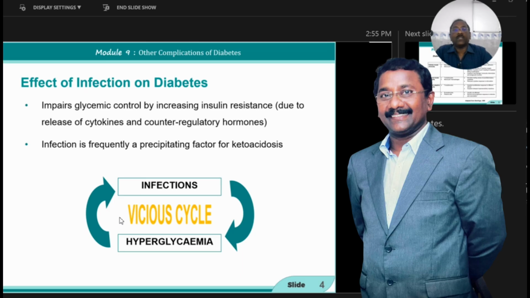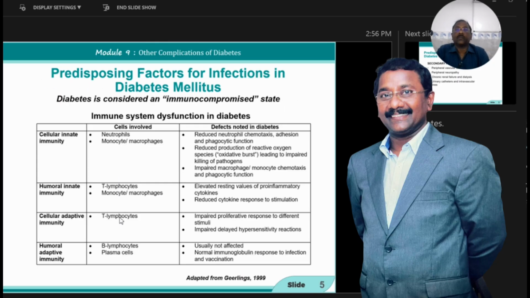Infection is frequently a precipitating factor for ketoacidosis. You know that in the Indian population, the most common precipitating factors for ketoacidosis are uncontrolled UTI, uncontrolled respiratory tract infection, uncontrolled abdominal infections, etc. So some focus in the body will definitely trigger more and more hyperglycemia, and left untreated, it will lead to ketoacidosis. So these are the predisposing factors for infections in diabetes mellitus.